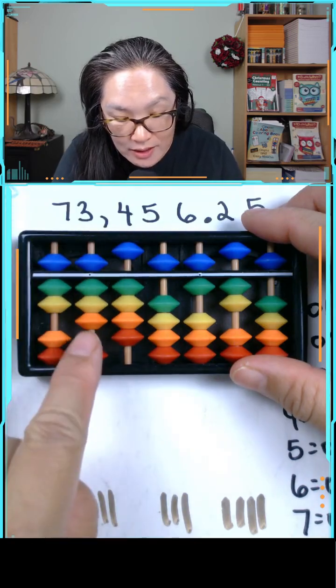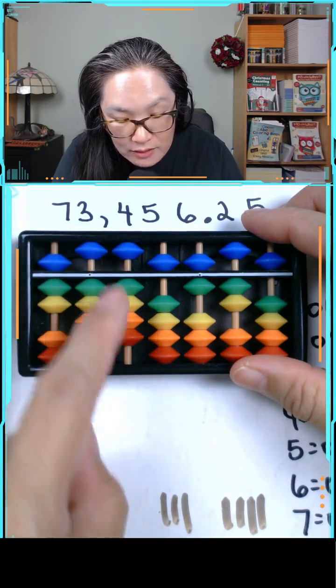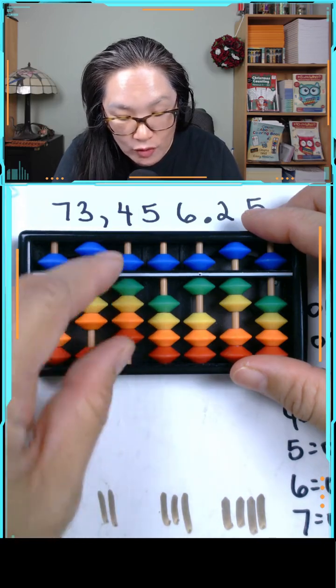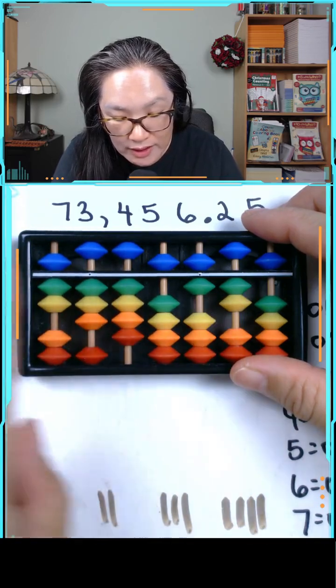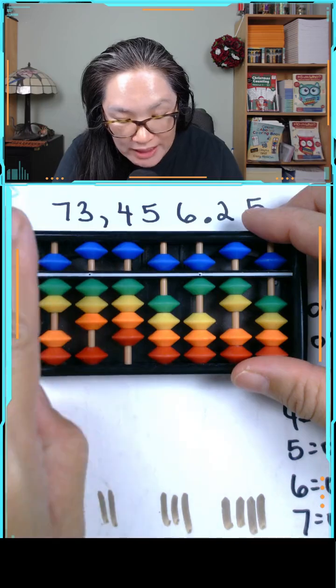If I did this, this would be 8. 5 plus 3 is 8. If I did this, this is 4. Add the 5, we have 9. 5 plus 4 is 9. So that's how you quickly read the abacus. Every number is represented on each column.